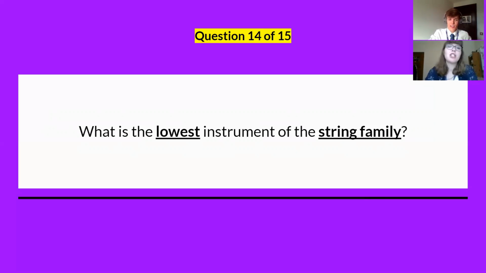Question 14. So what is the lowest instrument of the string family? I think we've got violins, we've got violas. What is the lowest sounding?